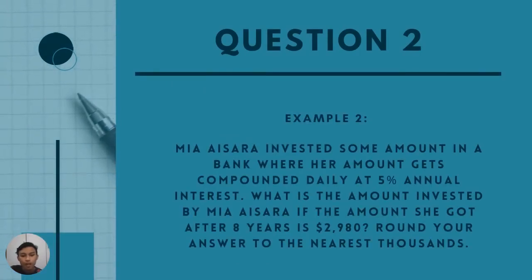Mia Aisara invested some amount in a bank where her amount gets compounded daily at 5% annual interest. What is the amount invested by Mia Aisara if the amount she got after 8 years is 2,980? Round your answer to the nearest thousand.